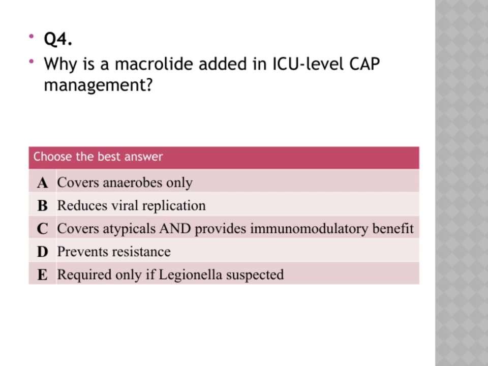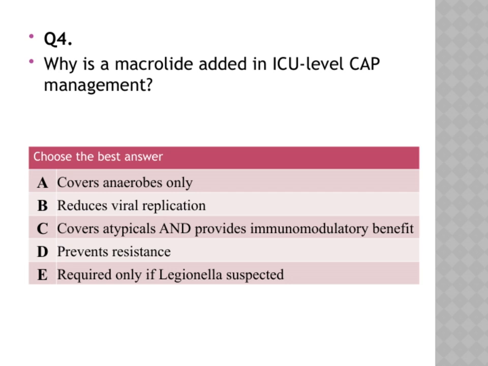It covers atypical pathogens and also provides immunomodulatory benefits. This dual action is really important because atypical bacteria like Mycoplasma, Chlamydia, and Legionella often don't respond to beta-lactams alone. Plus, the immunomodulatory effects can help dampen excessive inflammation in severe pneumonia cases.